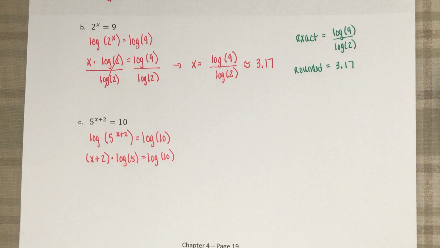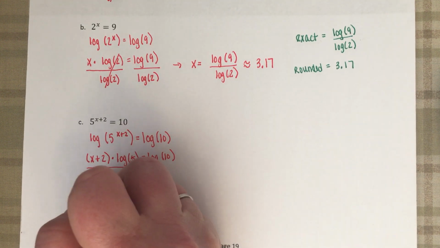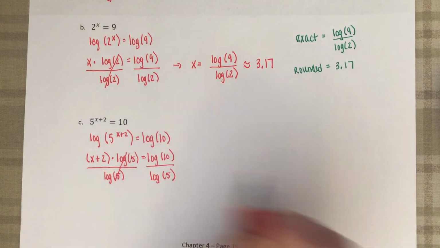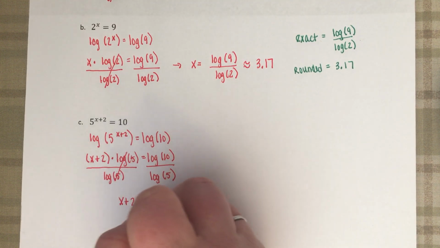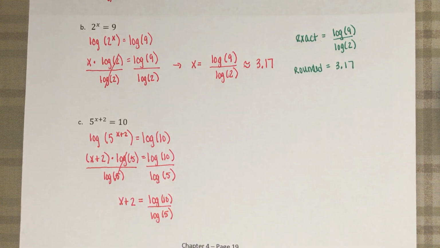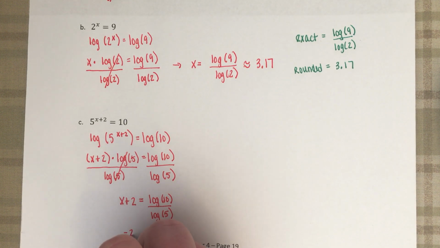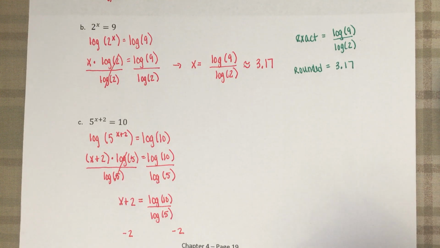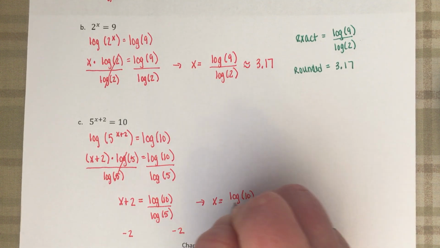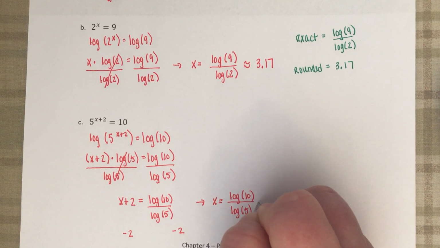And just like we did in the last couple of examples, we want to get this x all by itself, but before we do anything, we're going to divide both sides by our log that's on this side to move that to the other side. So we're going to divide both sides by the log of 5. So now we have x plus 2 is equal to the log of 10 divided by the log of 5. Now thinking about this being any other normal equation, if we had x plus 2 equals 5, we would finish that off by just subtracting 2 from each side. So that's exactly what we're going to do here. We're going to subtract 2 from each side to get x all by itself. So that is going to give us that x is equal to the log of 10 divided by the log of 5 minus 2.